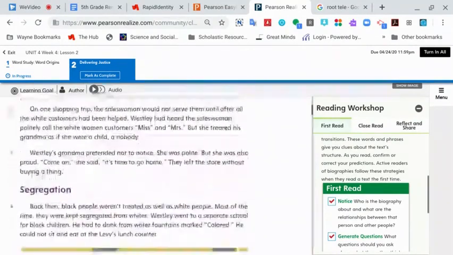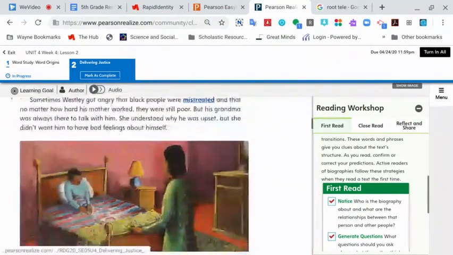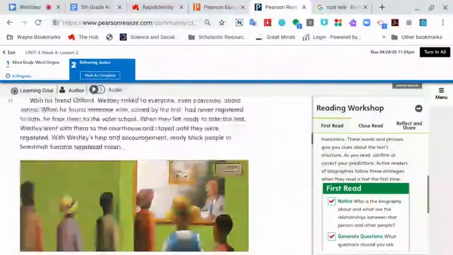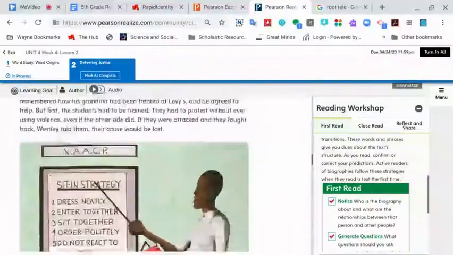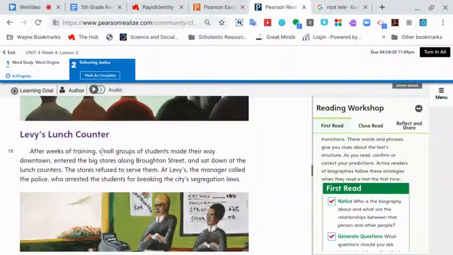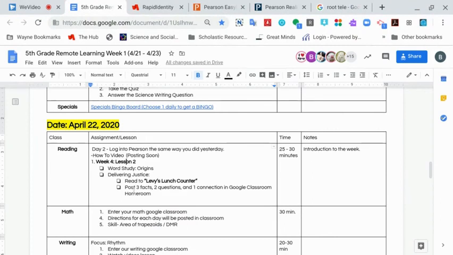So what you'll do is you'll read the first 2 sections, and then the third and the fourth, and all the way down to the 7th section, and you'll stop where it says Levi's lunch counter. Stop here for today. Then you'll go to your Google Classroom and you'll respond with the 3 facts that you learned, 2 questions that you have, and 1 connection that you can now make. That's your assignment for today.